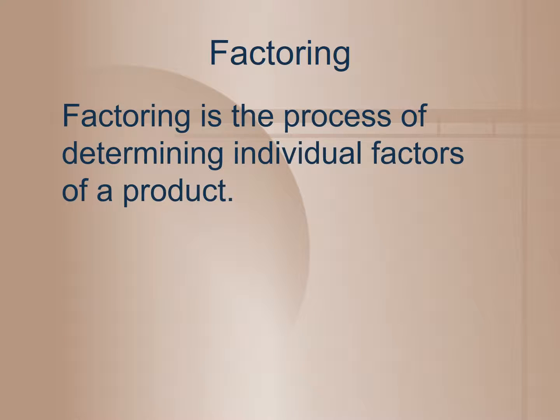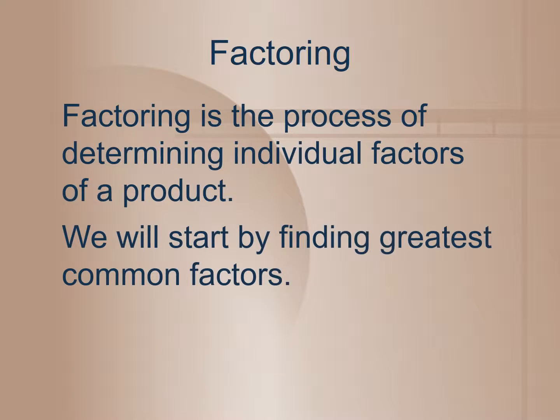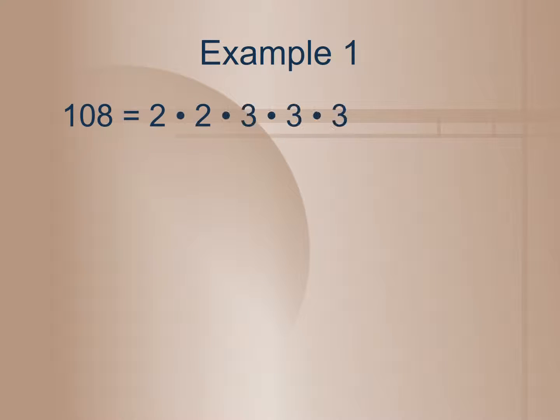All right, so factoring is a process of determining individual factors of a product. Factoring is kind of like undoing whenever we distribute something. To start on factoring, you always want to look for greatest common factors of the different terms. If we have the number 108, the first thing we want to do is to rewrite 108 in factors. So we want to factor out 108 as much as possible.